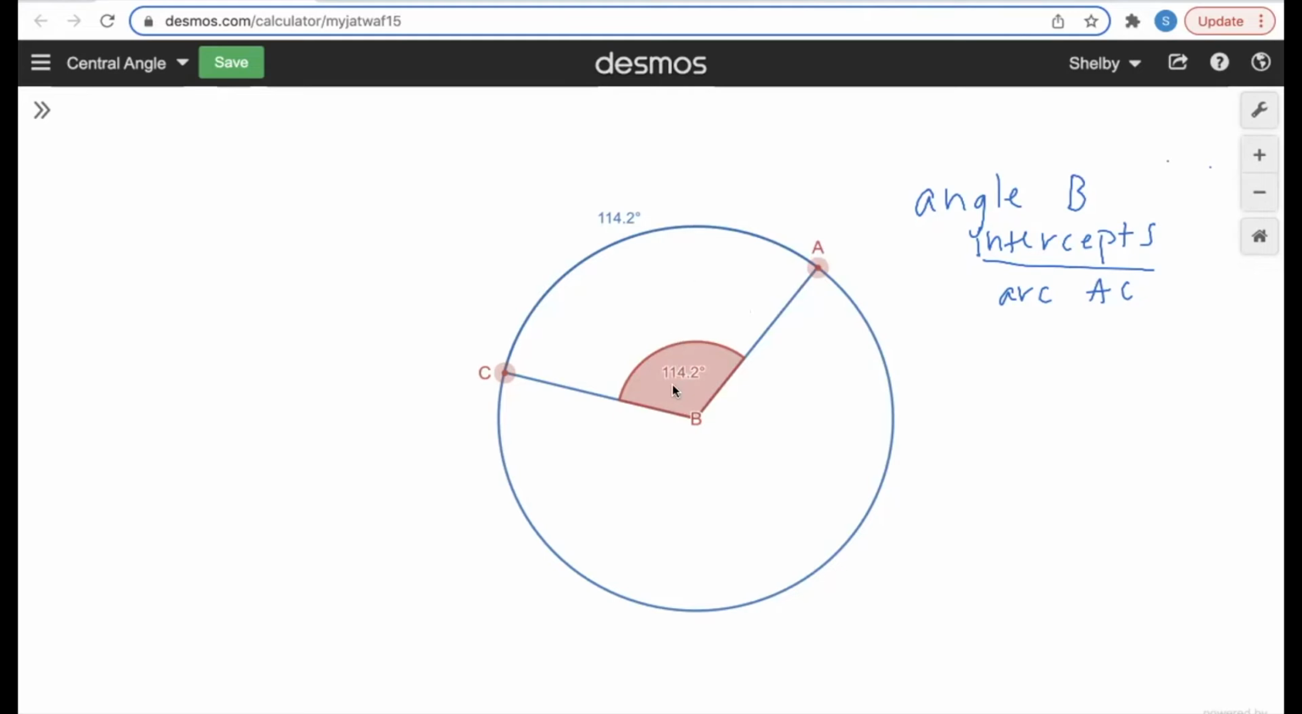So every central angle is equal to the measure of its intercepted arc. So no matter where we move points A and C, the measure of the angle is equal to the measure of its intercepted arc.